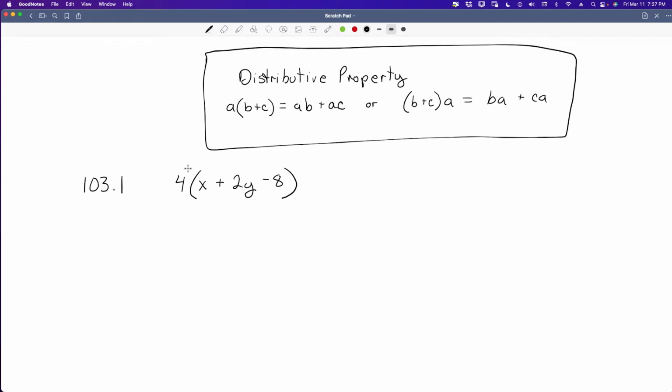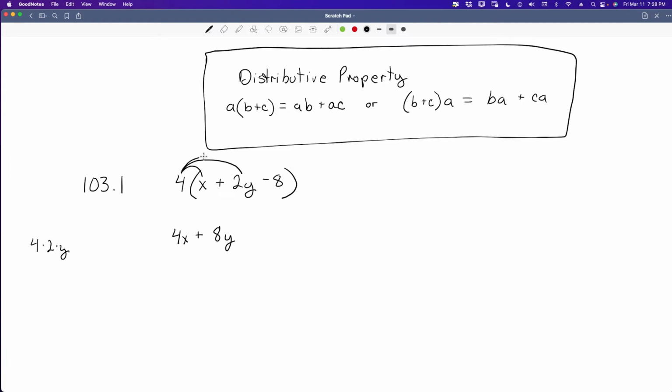So we're going to say 4 times x, that's 4x. Bring down the operation. 4 times 2y, so we multiply the coefficients and the constant together. That's going to be 8y because 4 times 2 is 8, and then we multiply that by y. That is the same thing as if we had said 4 times 2 times y, because we know this is 2 times y. So we multiply like terms together.